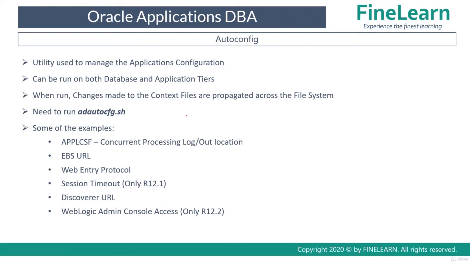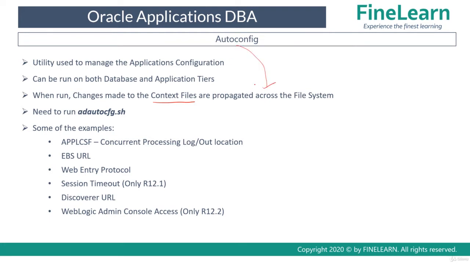Now, what is autoconfig? Autoconfig is basically a utility used by the apps DBA to manage the application's configuration. We can run autoconfig on both database and application tiers. And the responsibility of autoconfig is, when any changes are done to the context files, to make sure that these changes are propagated across the file system.